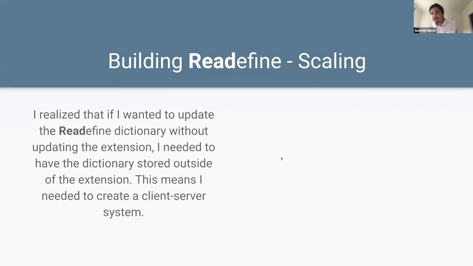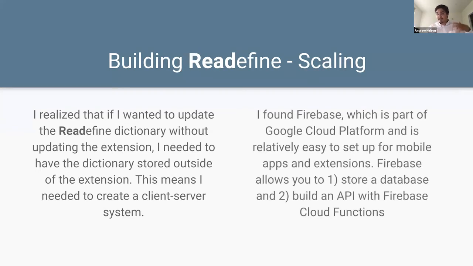Like on your iPhone, you don't have to continually update your app to get new Facebook posts or things like that. It just comes in from the API. And that's called a client-server system. So I had to learn about that. I had to figure out what is a client-server system? How do I make this into a client? What's an API? Things like that. And I found Firebase.